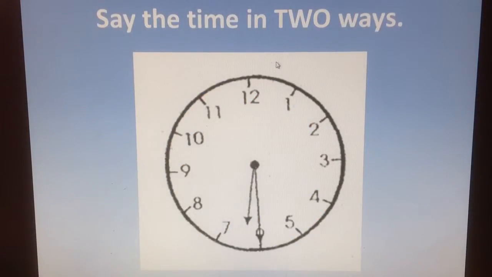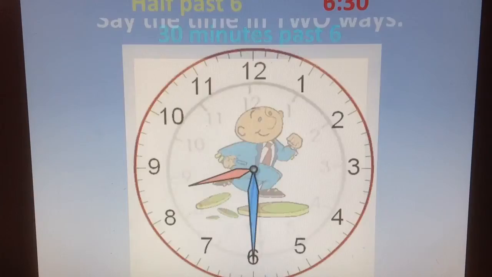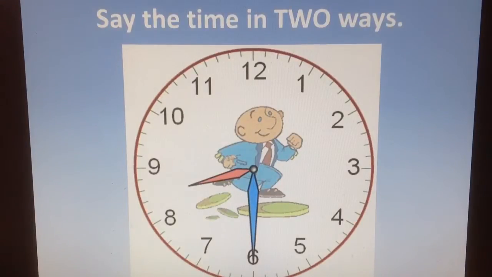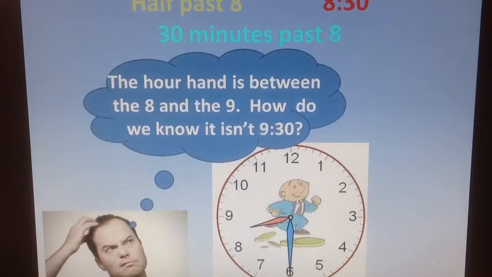Here's another one to say in 2 ways. The hour hand's between the 6 and the 7. Minute hand's halfway across the clock. Half past 6, or 6:30, or 30 minutes past 6. How about this one? Say it in 2 ways. Say 8:30, or half past 8, or 30 minutes past 8.